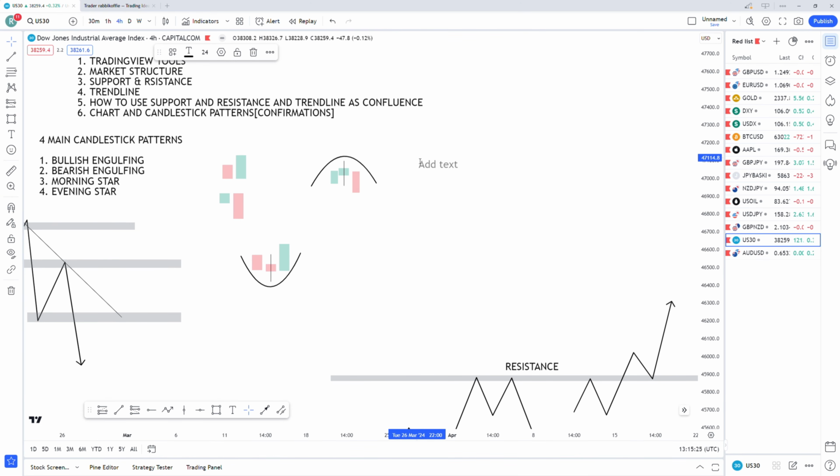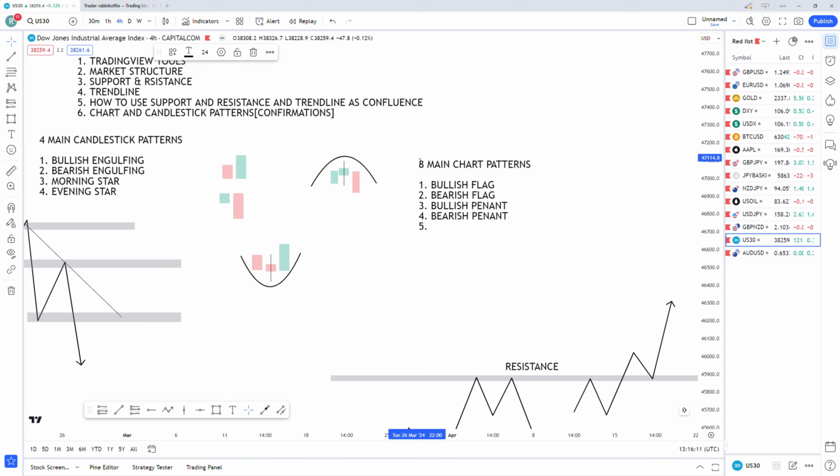So for chart patterns, we have 8 main types of chart patterns, guys. Number 1, we have the bullish flag. Number 2, we have the bearish flag. Number 3, we have the bullish pennant. And number 4, we have the bearish pennant, guys.